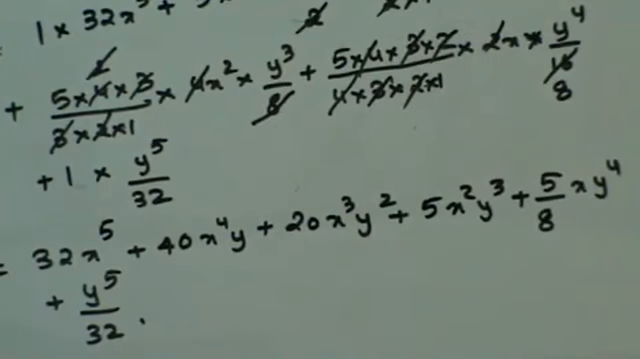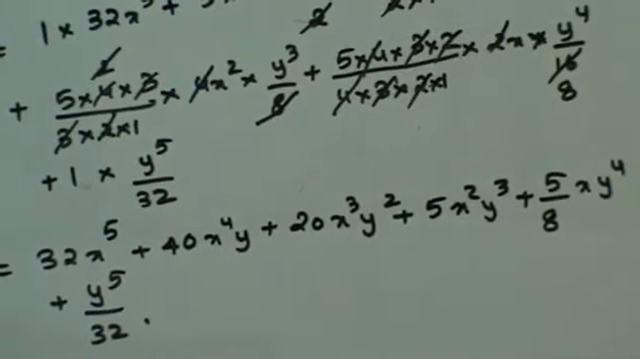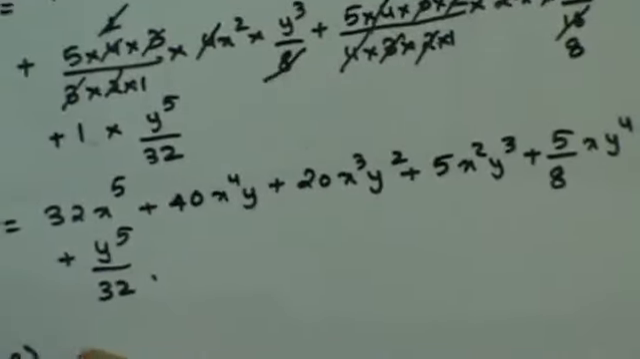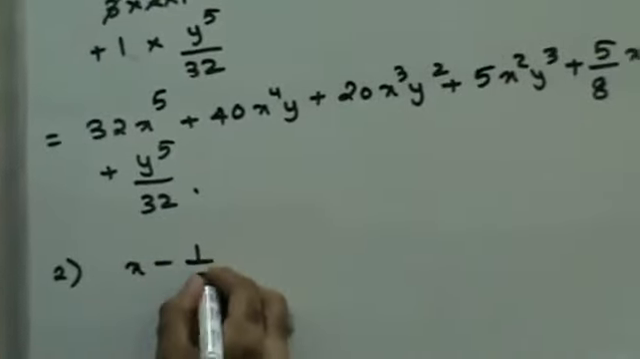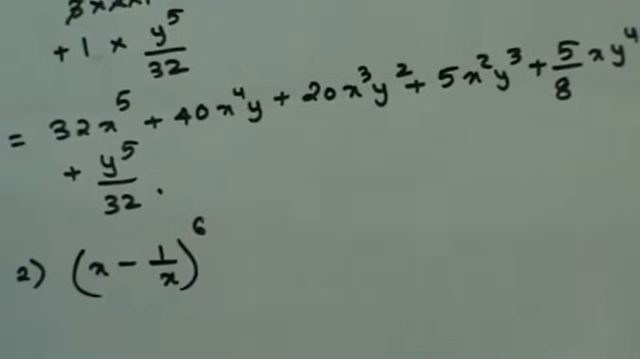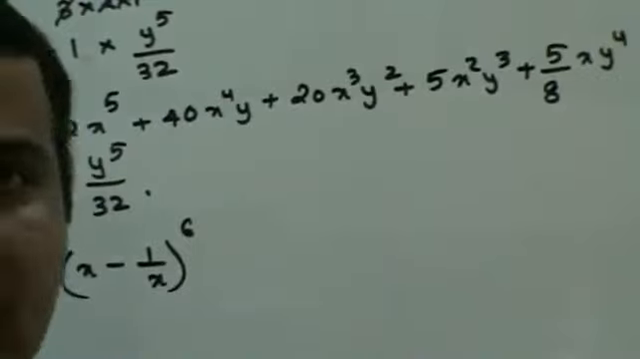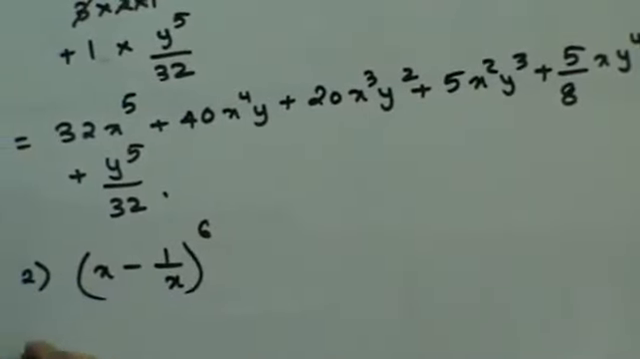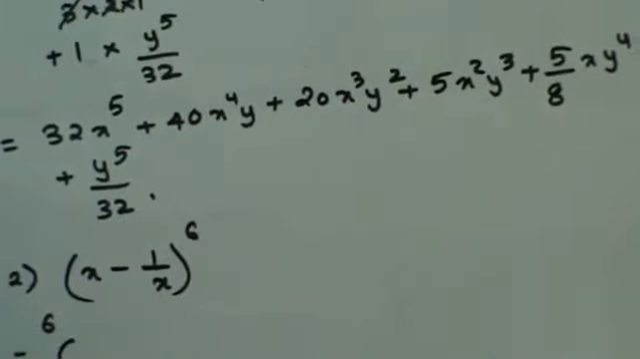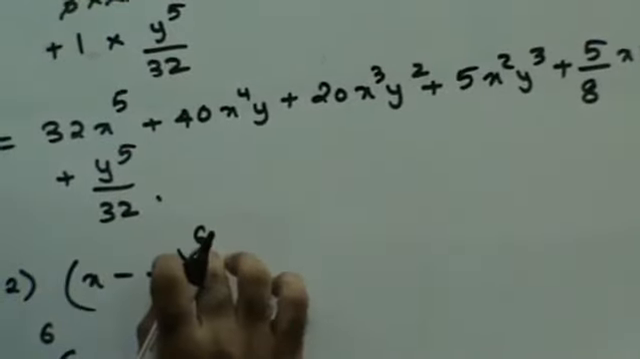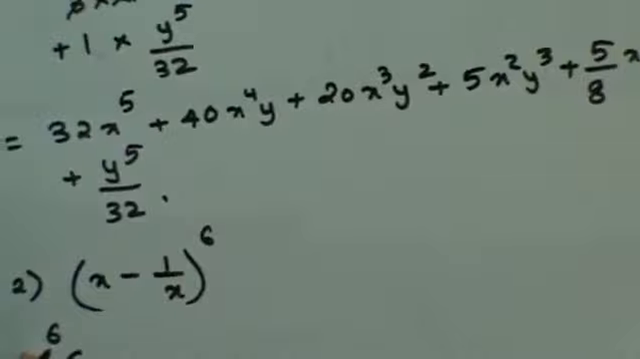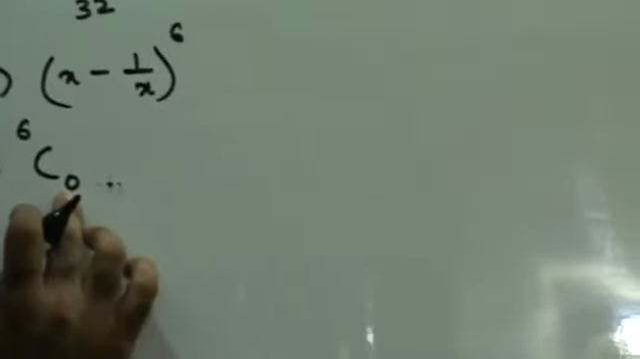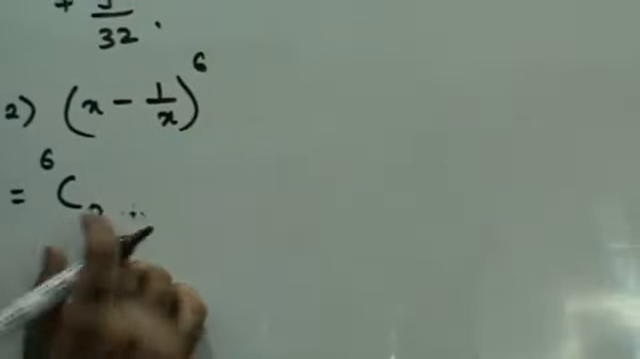I'll show you one more sum so that you can follow this clearly. Let's assume I have x minus 1 upon x the whole raised to 6. Right? Let's see this. Raised to 6. Let's go by the method. First you write C6 of 0. Whatever is this number, that will be the n, r will be 0. Now go on increasing r consecutively.